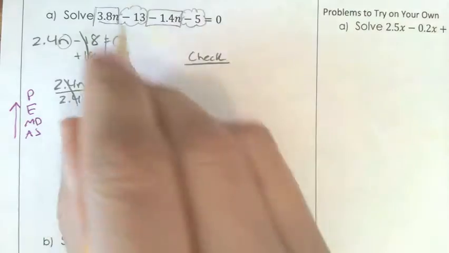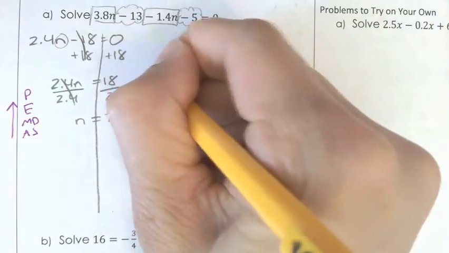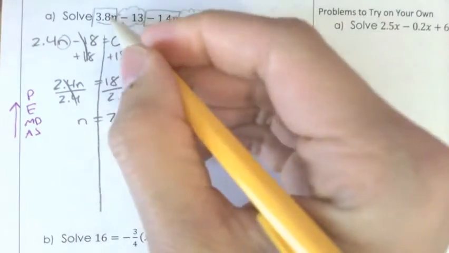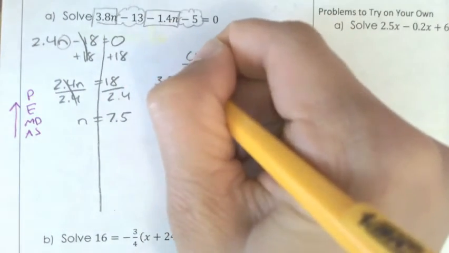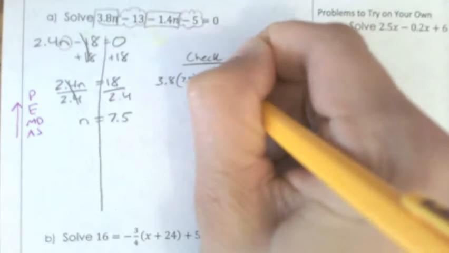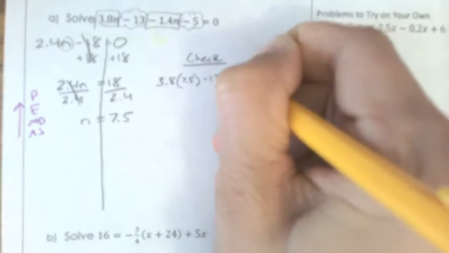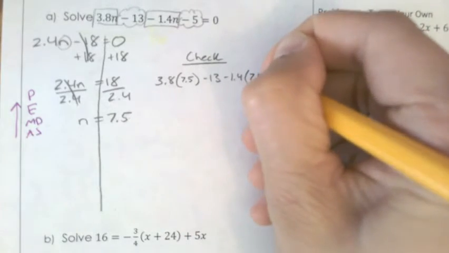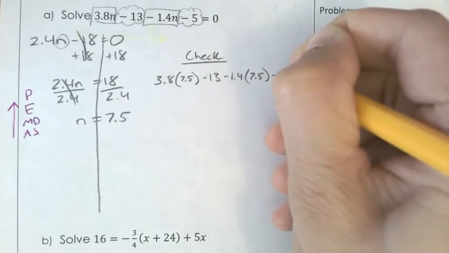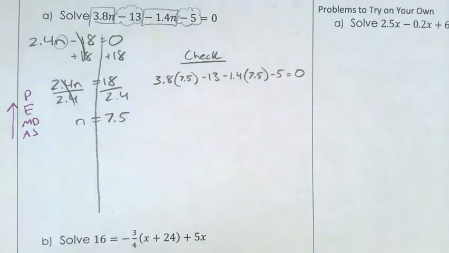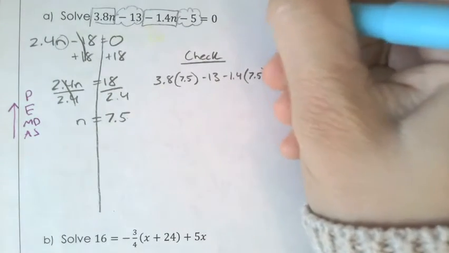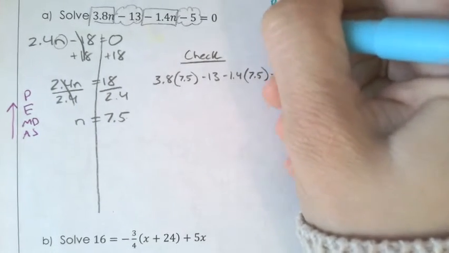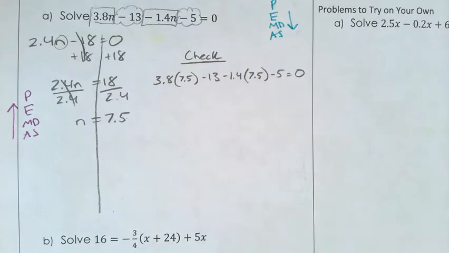Make sure you give yourself some room because we have a long equation. So 3.8 rather than n, I'm going to plug in 7.5, minus 13, minus 1.4 multiplied by, rather than n, I'm going to plug in 7.5, minus 5 equals 0. Whew. Okay. Looks like a lot, but let's just break it down, doing PEMDAS in the normal order.